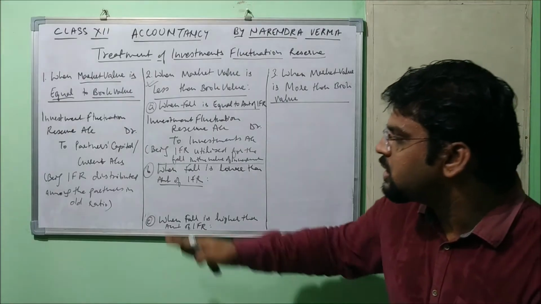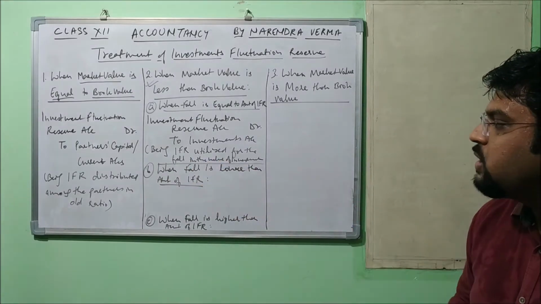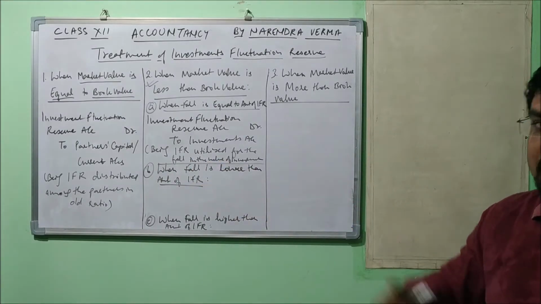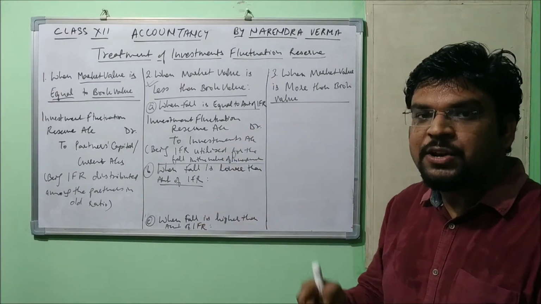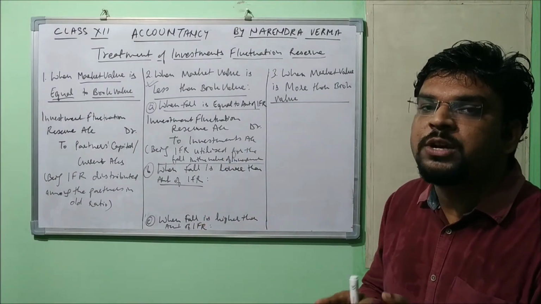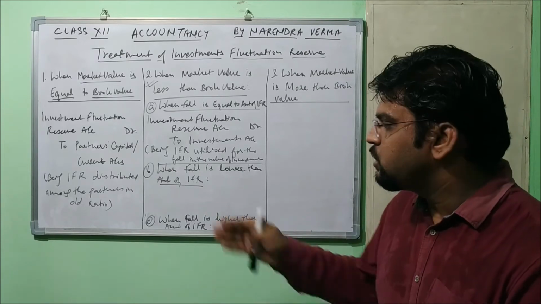Now let's talk about this second case, when the fall is lower than the amount of IFR. Here, the very first fall will be compensated out of IFR, then the remaining amount will be distributed among the partners. How? I will show you.